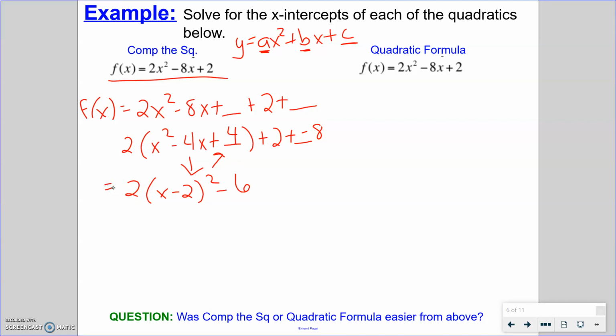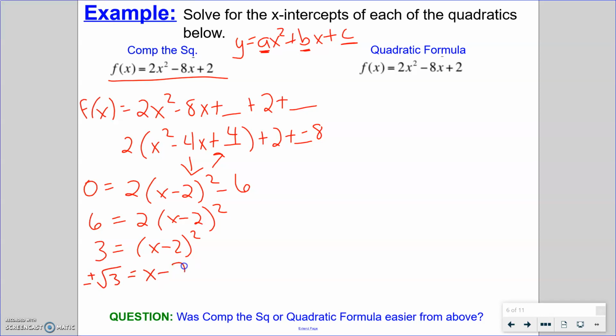So if I want to solve for the x-intercepts, I plug in 0 for y. I'm going to add 6 to both sides. Divide both sides by 2. Take the square root, so plus or minus square root of 3 equals x minus 2, and add 2 to both sides. Okay, so here's my answer for this one. Here's how you would find it using the quadratic formula.